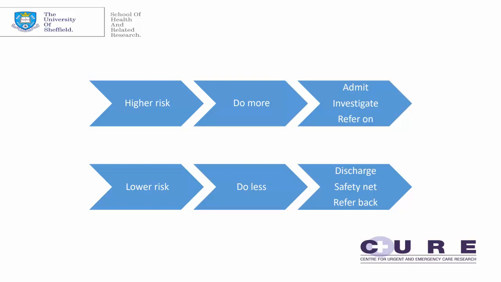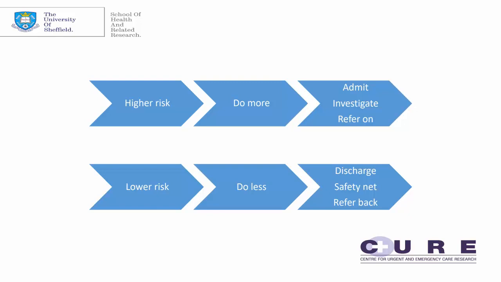The lower the risk, the less we're going to do. So if you come up to the emergency department and we judge you're at high risk of an adverse outcome, we're more likely to want to admit you to hospital rather than discharge you home. We're more likely to want to investigate you. We're more likely to want to refer you to a specialist to do more things, do more tests, maybe give you more treatments. Whereas if you're at lower risk, then we're happy to let you go home.